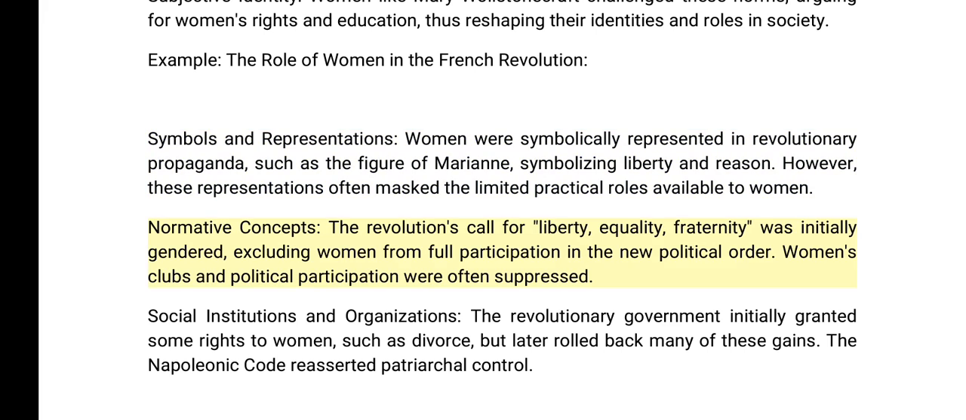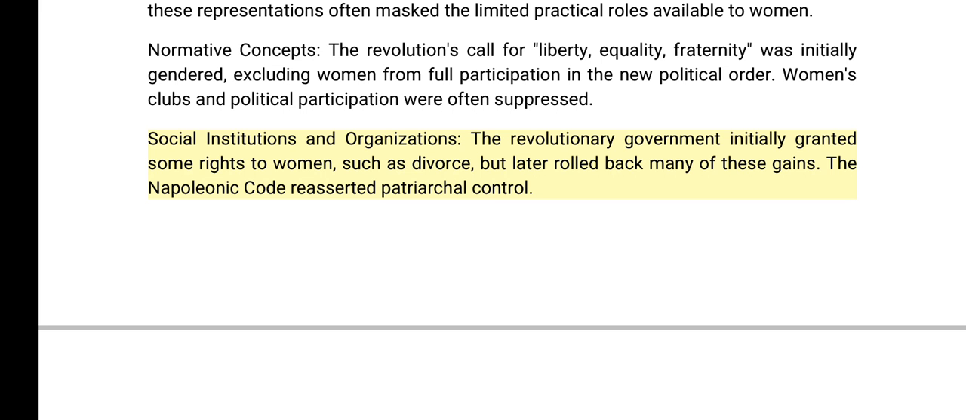Normative concepts. The revolution's call for liberty, equality, fraternity was initially gendered, excluding women from full participation in the new political order. Women's clubs and political participation were often suppressed. Social institutions and organizations. The revolutionary government initially granted some rights to women, such as divorce, but later rolled back many of these gains. The Napoleonic Code reasserted patriarchal control.